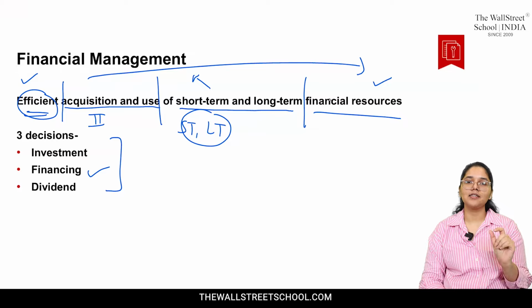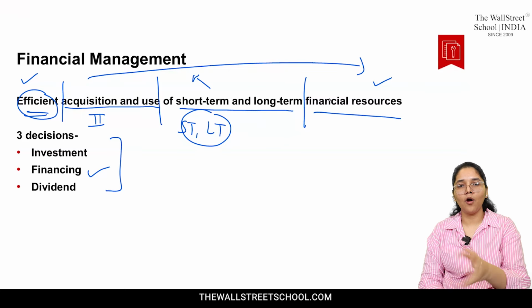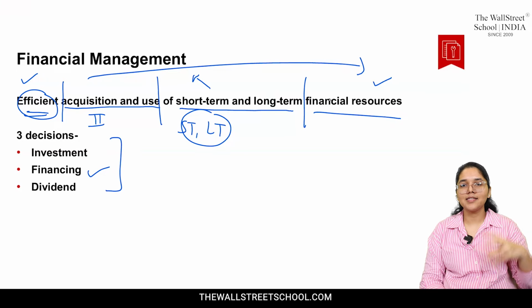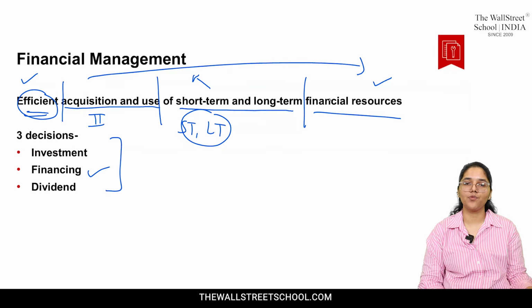So financing decisions is all about how much money is going to come from where, how much money are we taking from equity, how much money are we taking a loan off. So all of this becomes a part of financing decisions. Where is the money going to come from, how much money is going to come from what source, is what we decide under financing decisions.